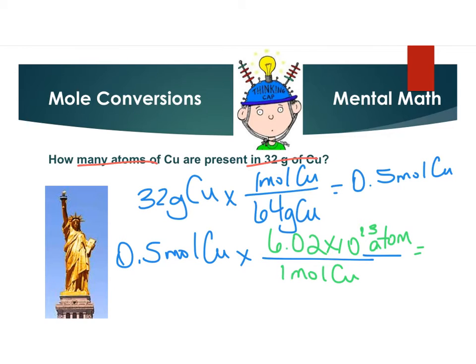So half of this number here is not going to change your exponent. You do 6.02 divided by 2, basically. And so 6 divided by 2 is 3, so you get 3.01. And my exponent does not change because dividing this front number by 2 didn't change a decimal place. So 3.01 times 10 to the 23rd atoms of copper.